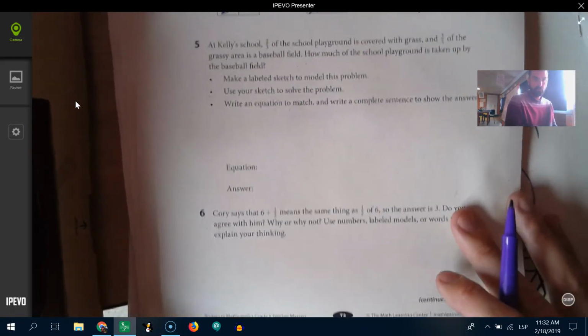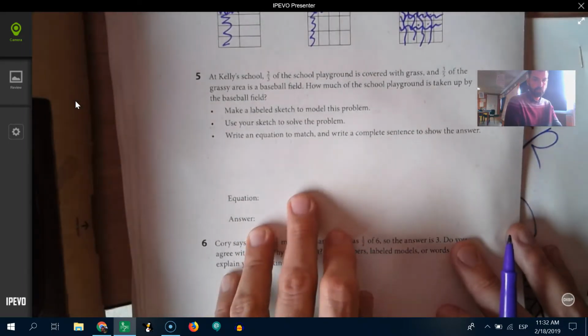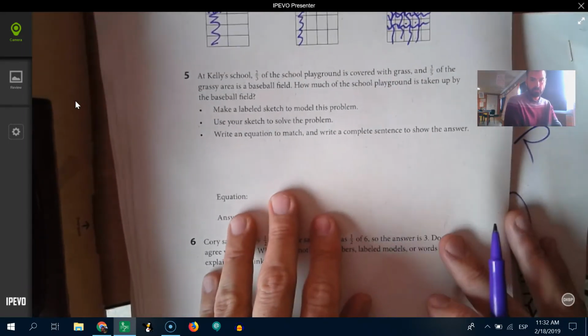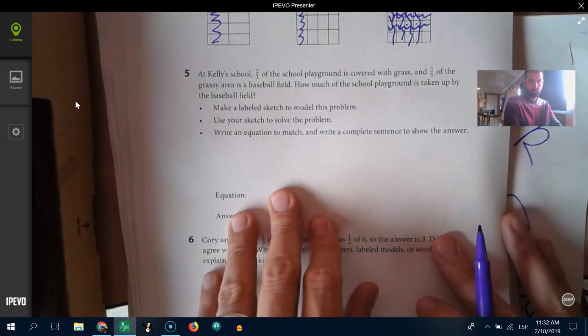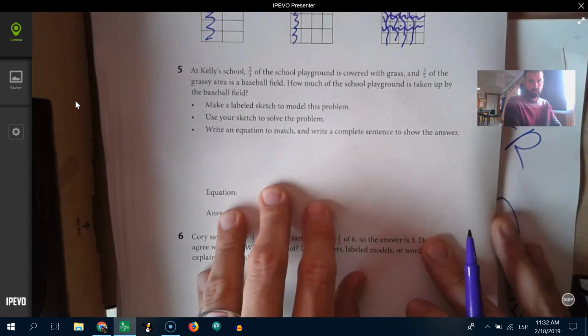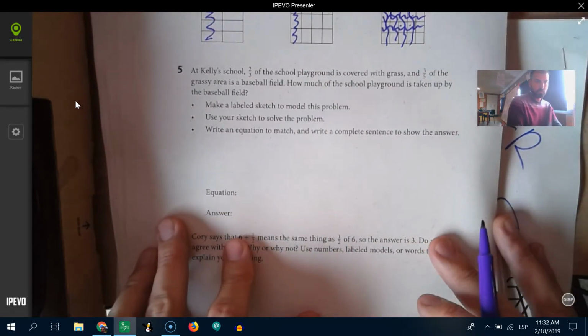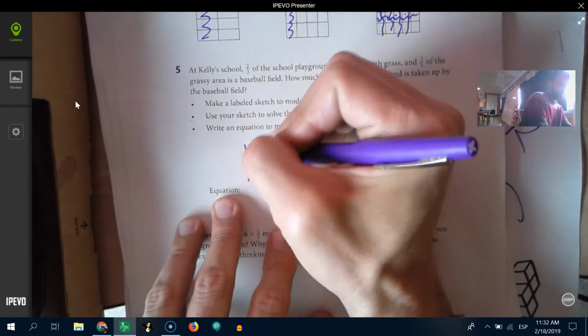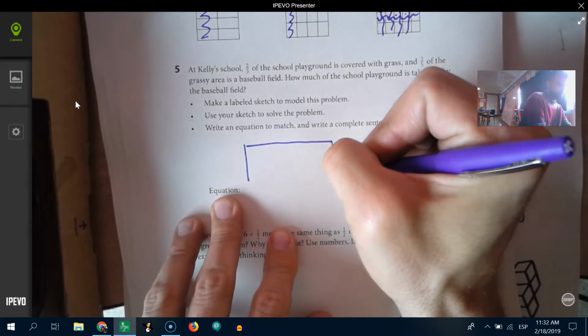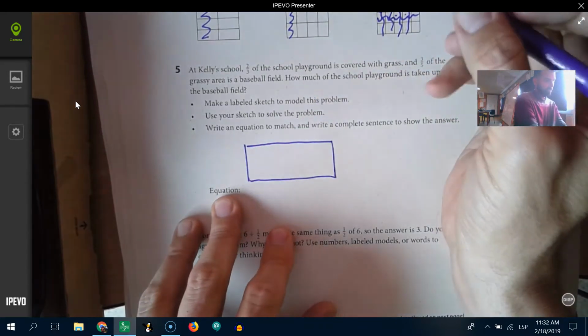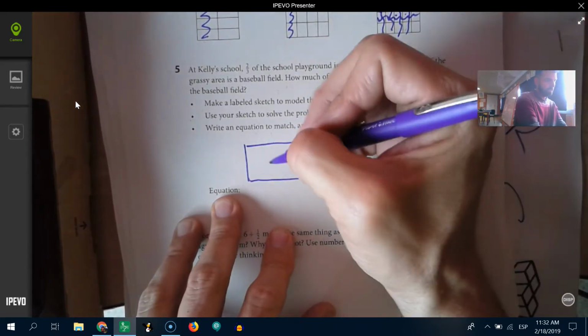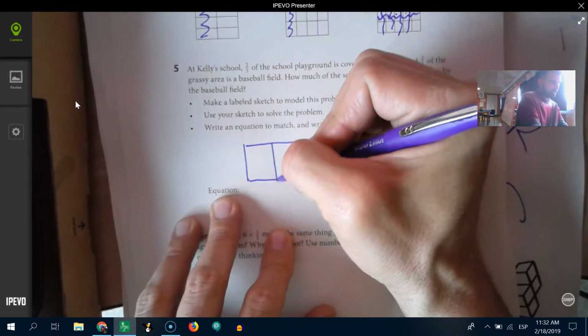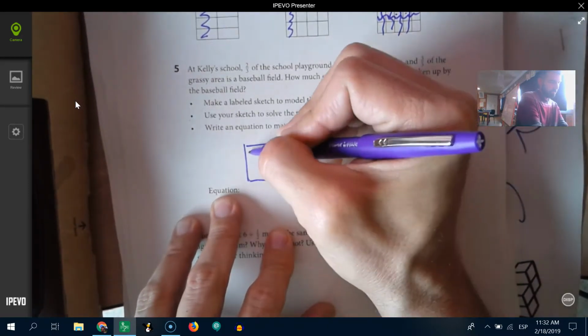That's Kelly's school. 2/3 of the school playground is covered with grass, and 3/5 of the grassy area is a baseball field. How much of the school playground is taken up by the baseball field? Okay, I have to think about this. So Kelly's school, 2/3 of the playground. So this is the playground. They said 2/3 is covered in grass.